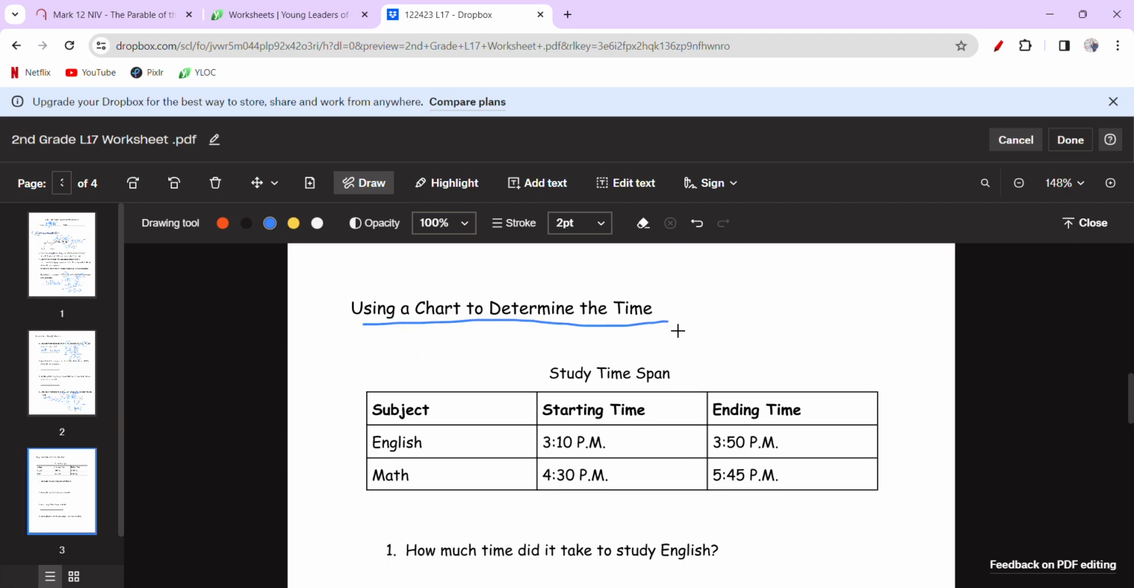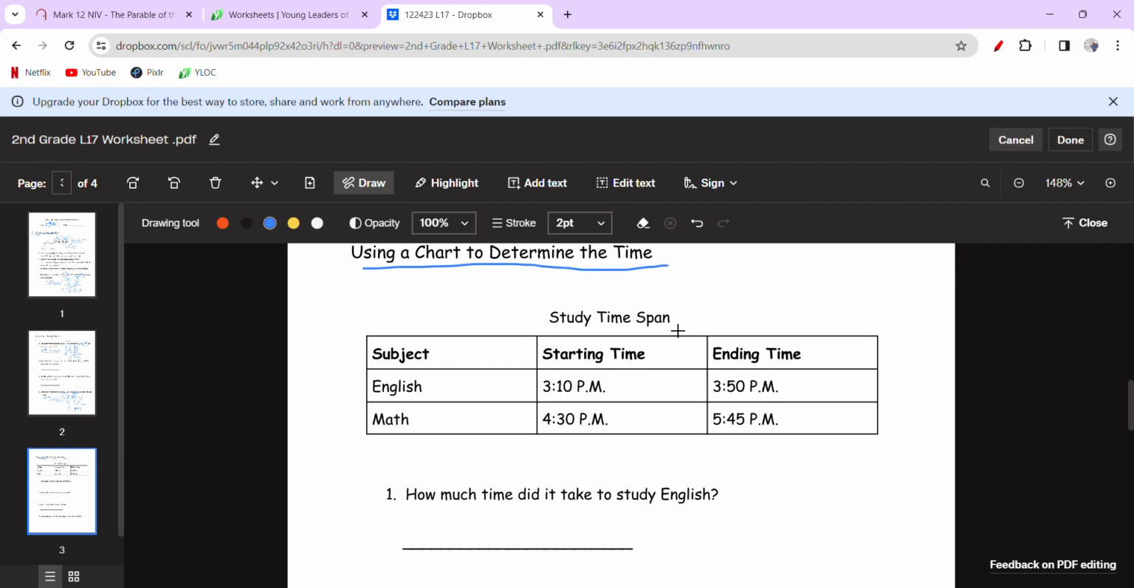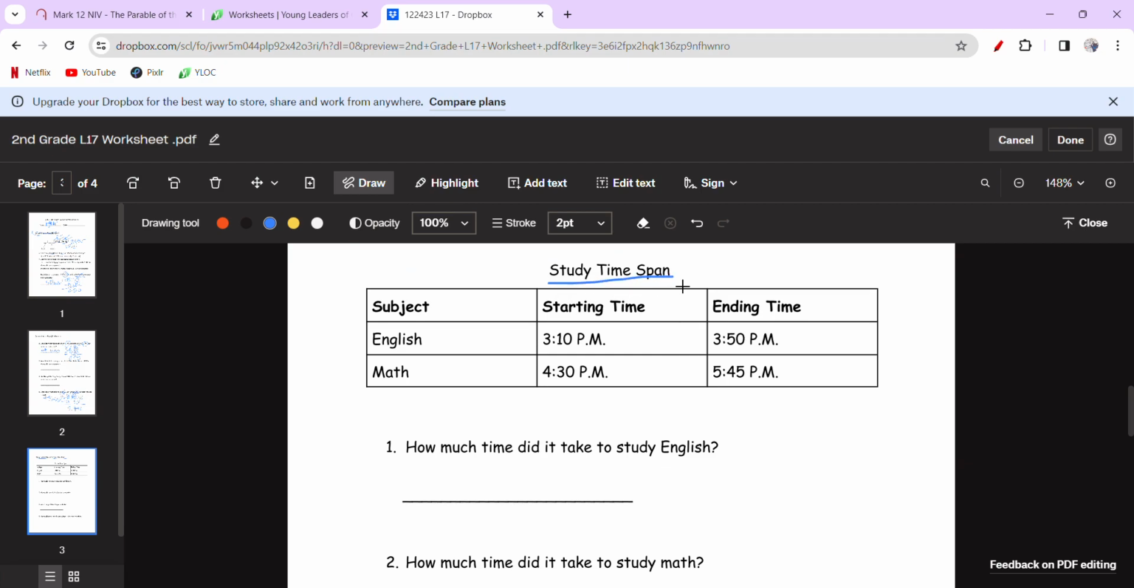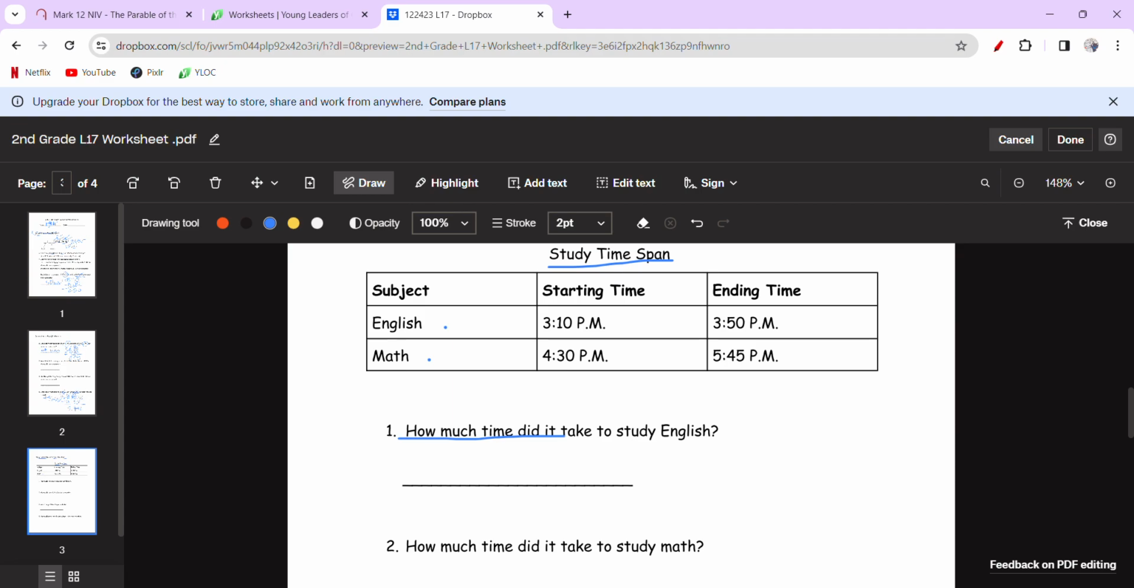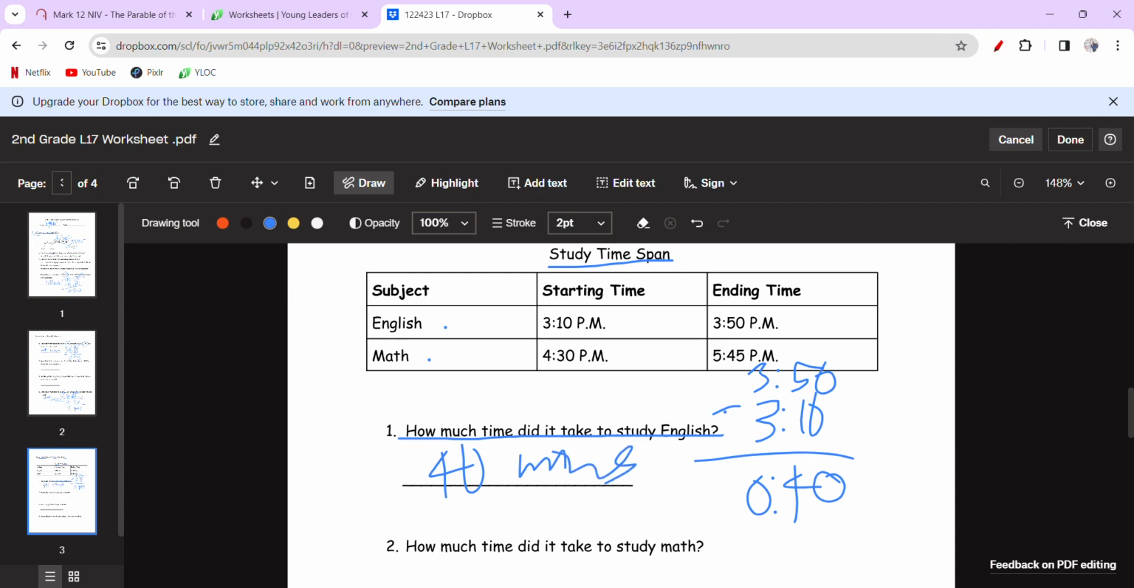Okay, using a chart to determine the time. So we are going to look at a chart, and we use the chart to determine the time. So there's a study time span of English and math. So they give us the starting and ending time. How much time did it take to study English? So we know starting time is 3:10, and we know ending time is 3:50. So we just subtract them. 0 minus 0 is 0, 5 minus 1 is 4, 3 minus 3 is 3. So we would know that it took 40 minutes to study English.